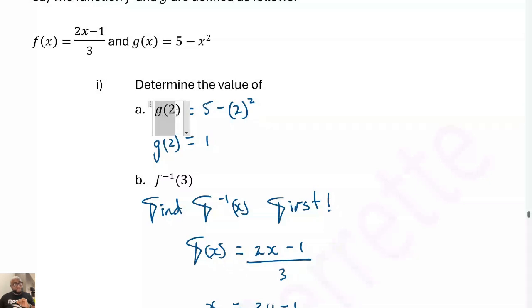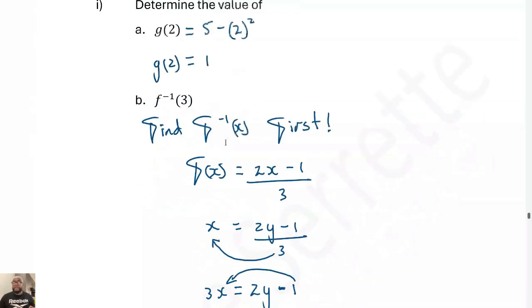We wanted to find g of 2, right? Which is simply equal to 5 minus x squared, but instead of putting x, you're going to be putting the 2. 5 minus 2 squared will be 5 minus 4, which gave us 1.